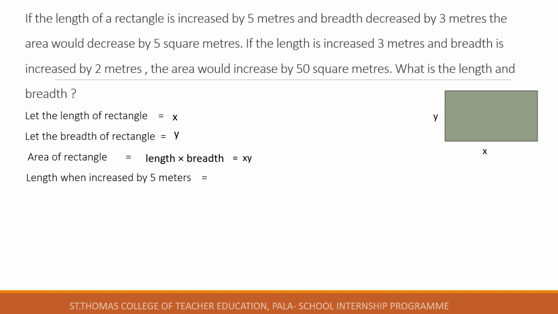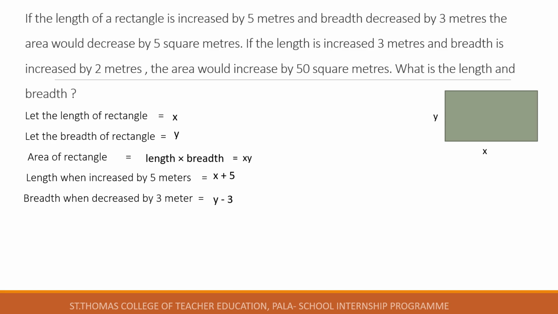Now, the first sentence says that the length is increased by 5 meters, isn't it? So, when length is increased by 5 meters, what happens to length? The initial length was x. So, now it becomes x plus 5. And it is given the breadth when decreased by 3 meters is, tell me. Good, y minus 3, isn't it? Now my question is, we have the length of the new rectangle x plus 5 and breadth y minus 3. So what will be the area?